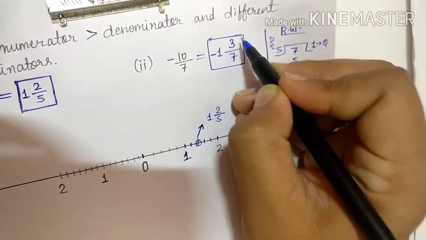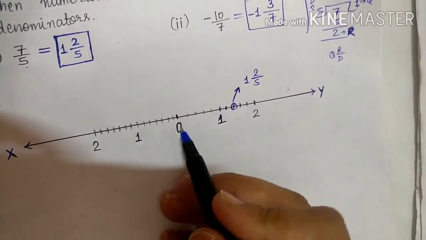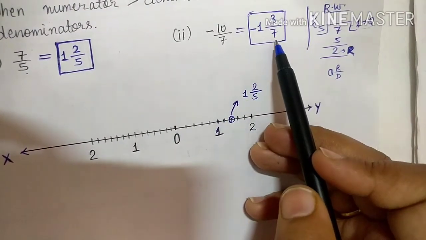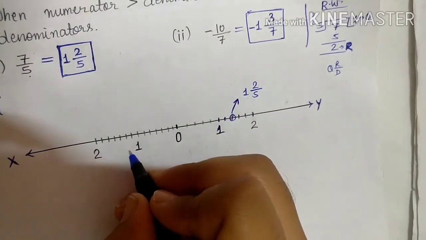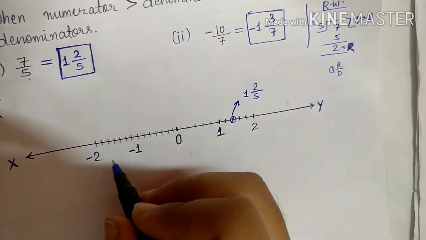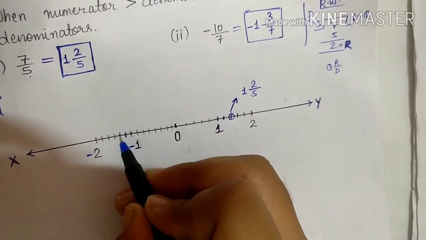Or it becomes minus 1 3 by 7. So minus 1 will come on the left hand side of the 0. And what is the denominator? 7. So it means I have to divide the gap between minus 1 and minus 2 into 7 equal parts. How many equal parts? 7. So 1 2 3 4 5 6 7.